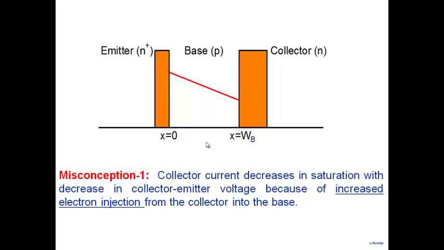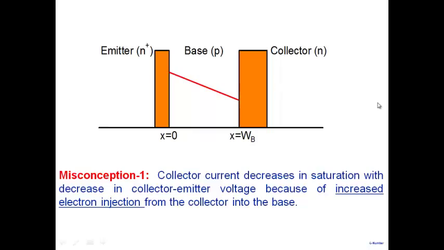So you're all agreeing to it. Let me state it. We are all saying that collector current decreases in saturation with decrease in collector emitter voltage because of increased electron injection from the collector into the base, right? Correct? This is all we agreed to, that this slope is decreasing. We all agreed to it, so you all nodded your head. You said, yes, this is the reason. And I'm saying this is a misconception.